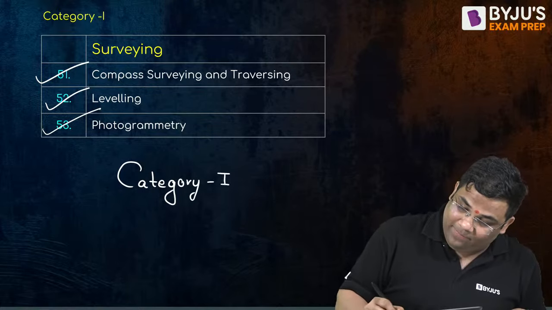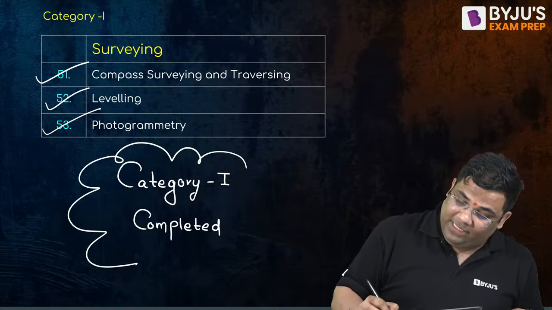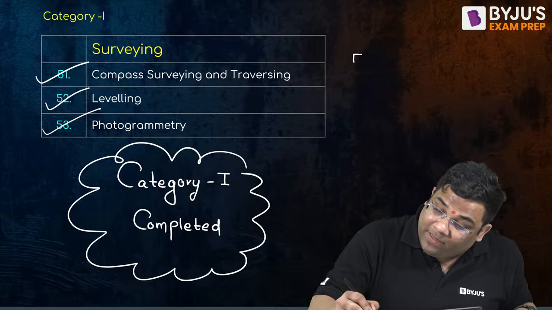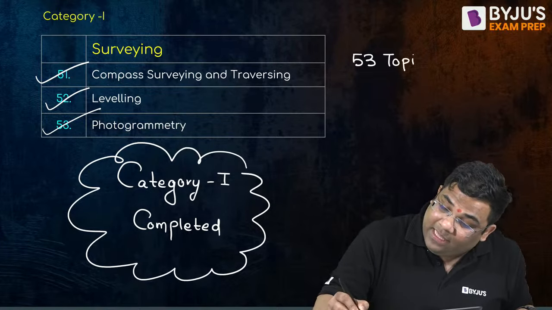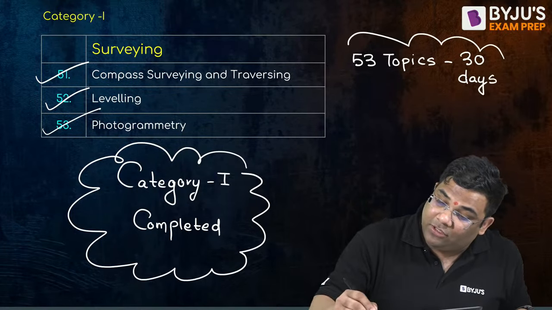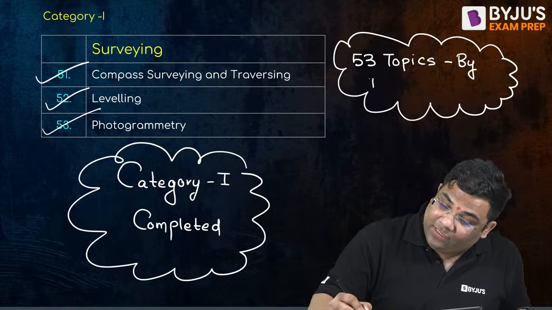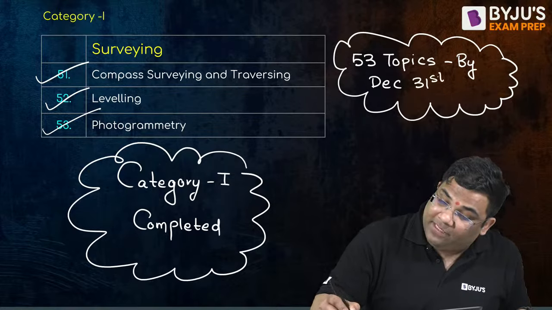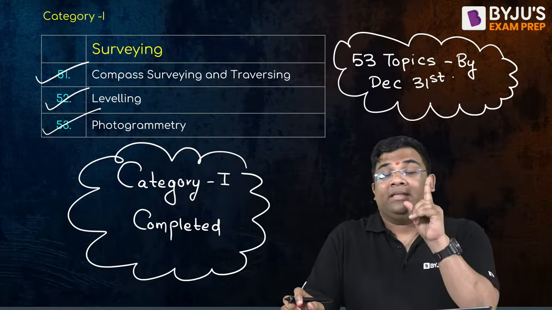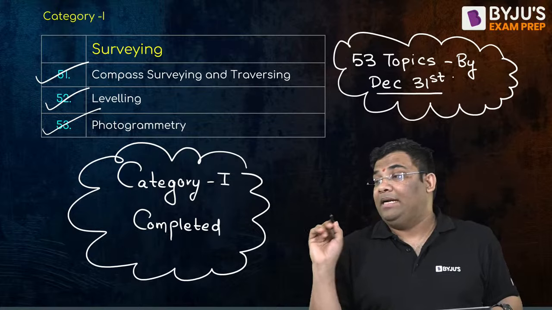Yes, category 1 completed. These 53 topics you should see once. First you should complete this much. Tell me, can you complete these 53 topics in the next 30 days? Will you sit and complete them by December 31st? Yes, your target should be that by December 31st, I will complete these 53 topics.